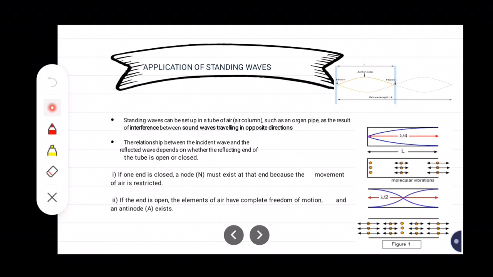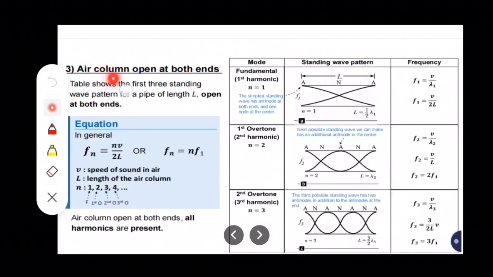membincangkan tentang dua jenis air column iaitu closed pipe and also open pipe. An air column open at both ends: the general equation is fn equal to nv divided by 2L, or we can use fn equal to nf1. For an air column open at both ends, all harmonics are present, which is 1, 2, 3, 4, and beyond.